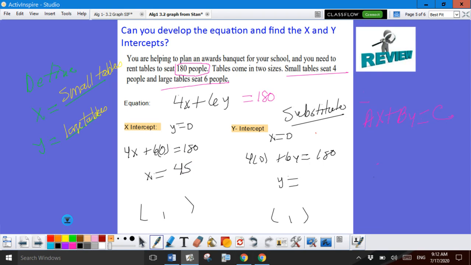Hopefully you came up with a 45 here. So this would be 45, 0. And 180 divided by 6 is going to bring me to 30. So that one is 0, 30. Okay, so hopefully you're good to go.